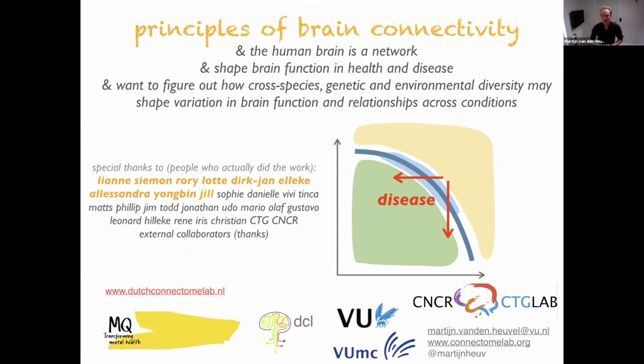So to summarize, I hope that I convinced you that the brain is a network. Well, that wasn't a hard job to do, I think, but that there are potentially underlying core principles of how certain brain areas are connected and what the consequences are of these general rules of connectivity. And that our general aim for the future is to start figuring out potential cross-species relations, but also how genetic and environmental diversity and variation might shape in turn variation in brain function and relationships across disorders.